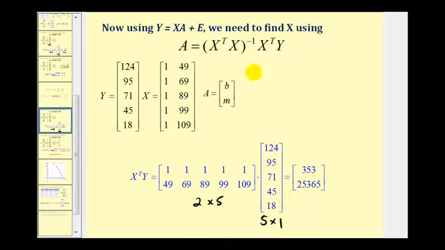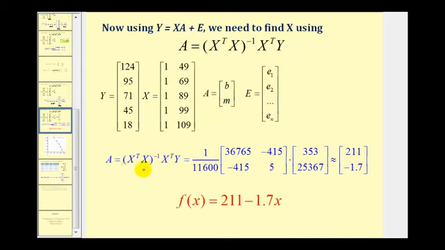Now that we have all the pieces, we can finally find matrix A, which again will give us the y-intercept and slope of our regression line. So matrix A is equal to the inverse of this product, which we have here, times this product, which we have here. This gives us a 2 by 1 matrix where the elements are approximately 211 and negative 1.7.